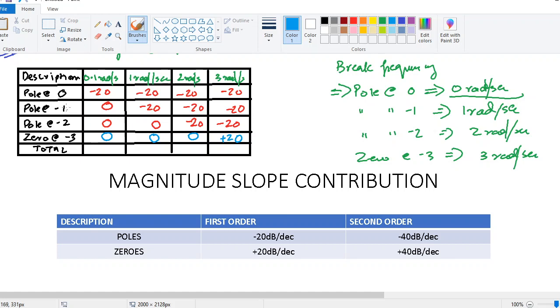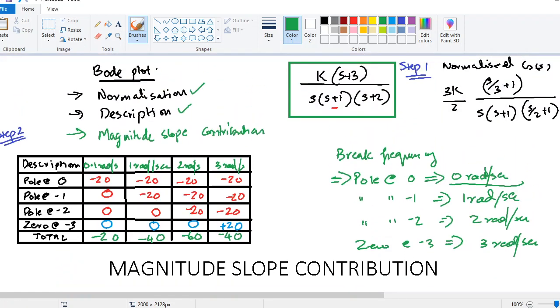Now we go on, we calculate the total function here. So what is the total function? At 0.1 radians per second, if you calculate the total, it gives you minus 20. At 1 radians per second, it gives you minus 40. At 2 radians per second, it gives you minus 60. And at 3 radians per second, it gives you minus 40. So this is how you do the magnitude slope contribution for a system. So this is your step 3. This is where we are now. That is the step 3 that we've done.